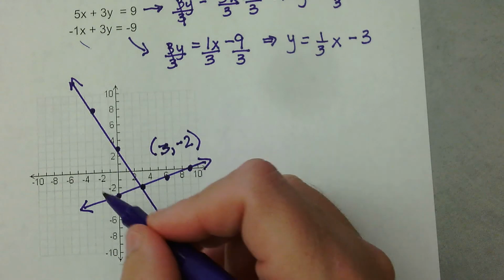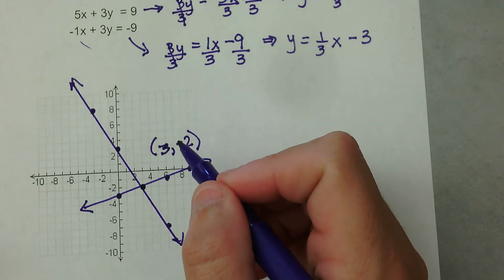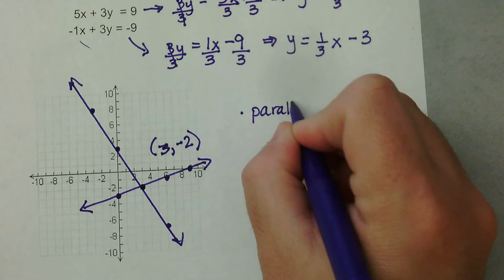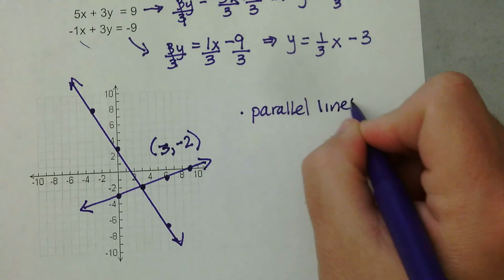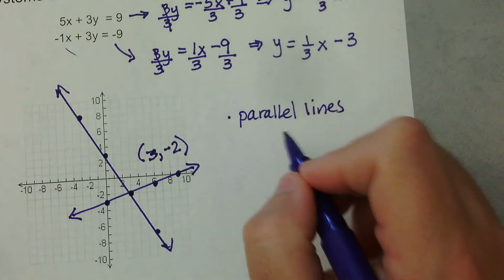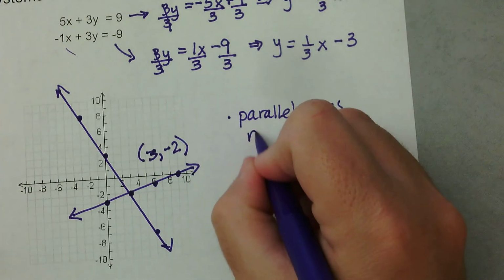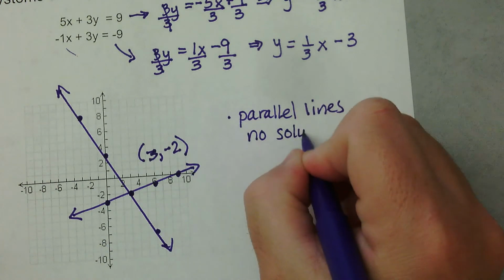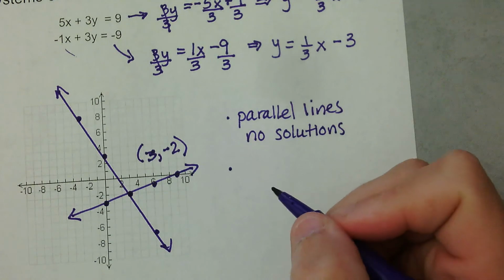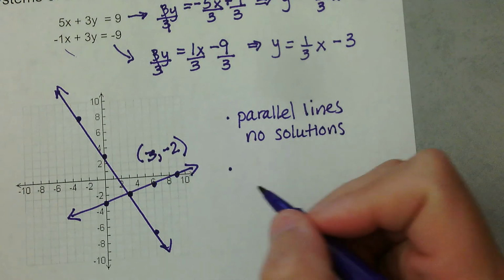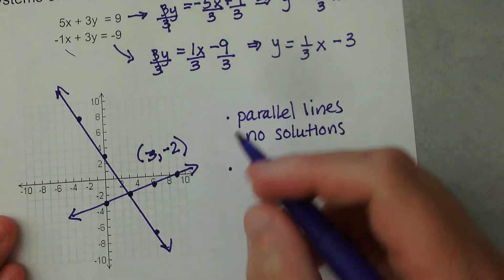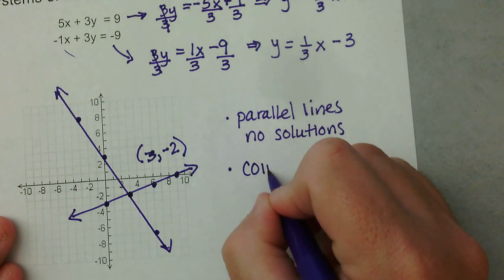If the lines are parallel, that would be no solution. And if the lines intersect at a right angle, they would be perpendicular. So parallel lines are no solution. One last thing, guys, if you have lines that you plot and they lie right on top of each other, those are called coinciding lines.